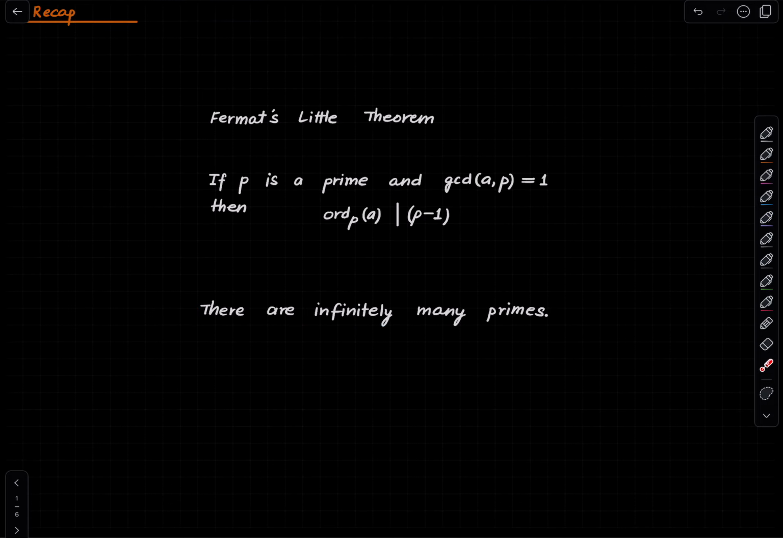Welcome to this lecture series in number theory. We have previously seen that there are infinitely many primes. Today we will prove a slightly more refined result.